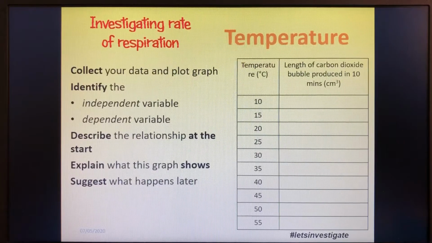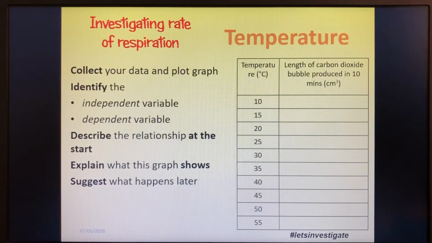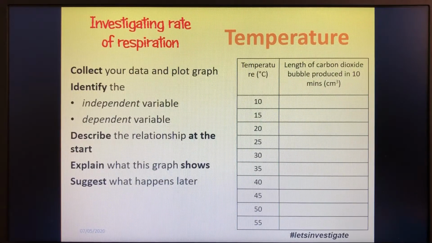So this looks quite similar to other experiments we've done in this topic. We've got our results table there, and we're going to copy that down, and if you need extra time, then please pause now.